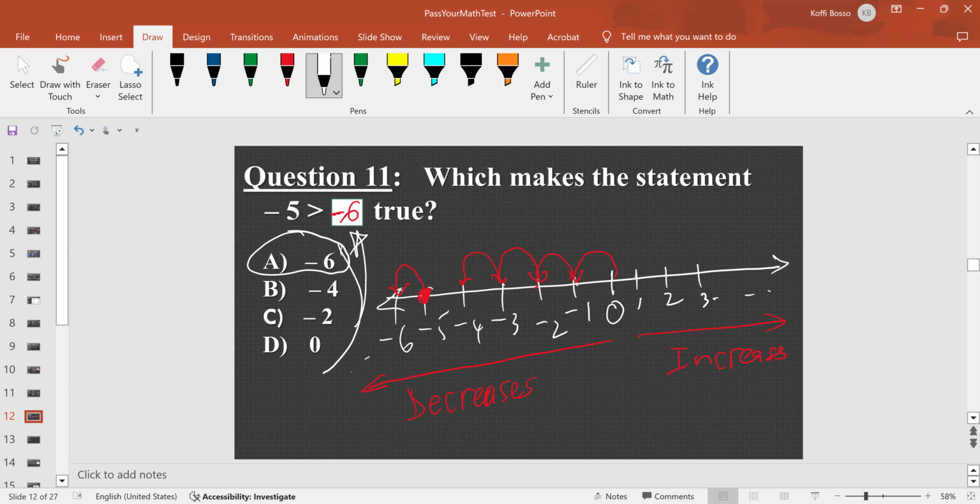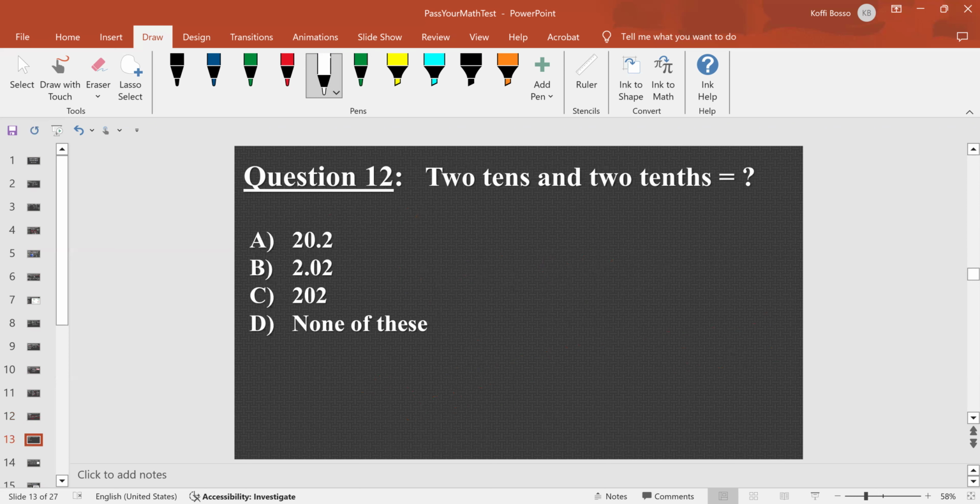Okay, question 12. They say 2/10 and 2/10 equal. Again, we have a sentence to convert into a mathematical expression. When they say 2/10, that means what? You have a 10 and another 10. So 10 plus 10, or it's like 2 times 10. And they say "and", that "and" represents plus.